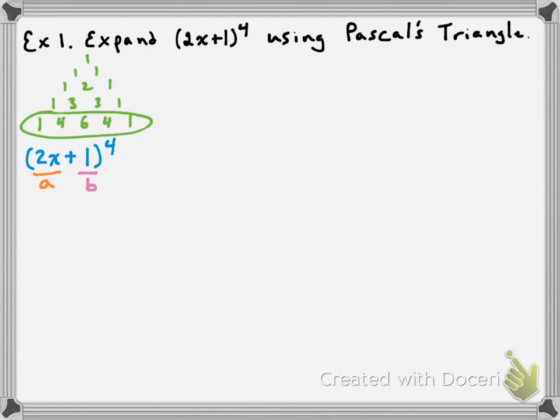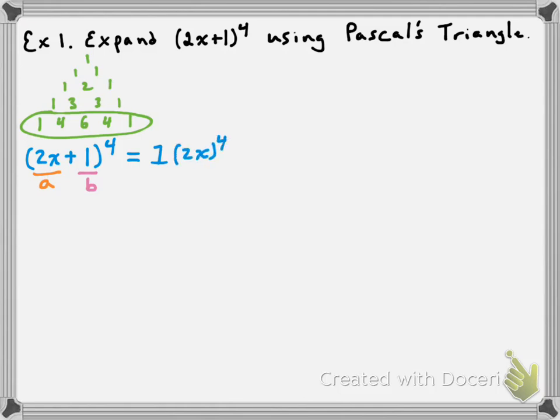So let's apply the rules that we just talked about. For the first term, our coefficient is 1, because that's the first term in row 4. And our a value is 2x, so that is going to be put to the power of 4, because that starts at the highest power and goes down.